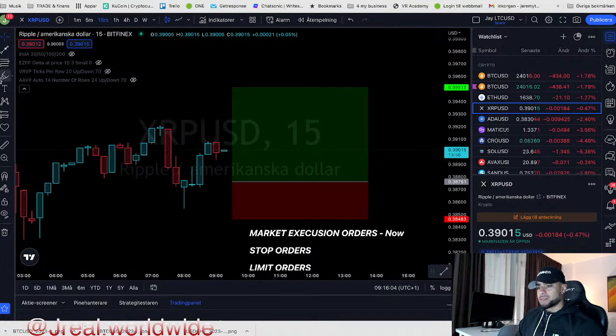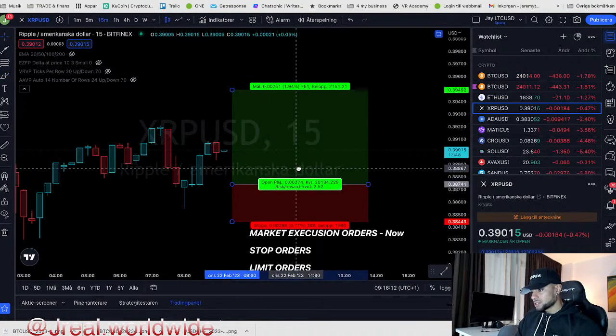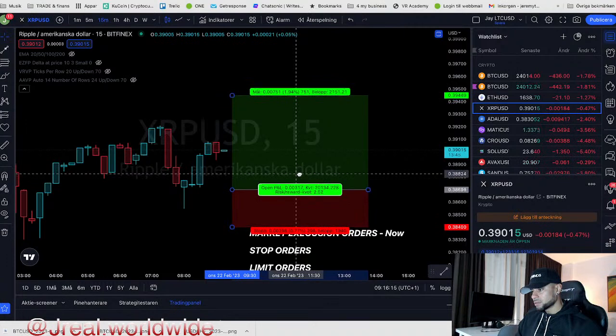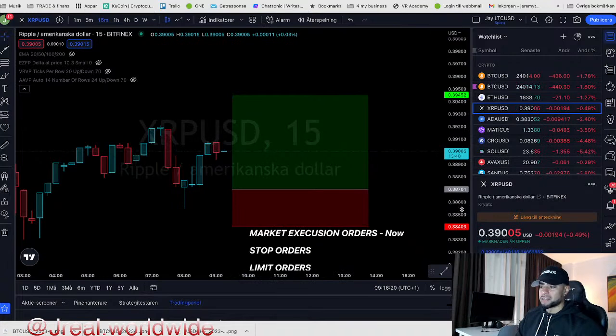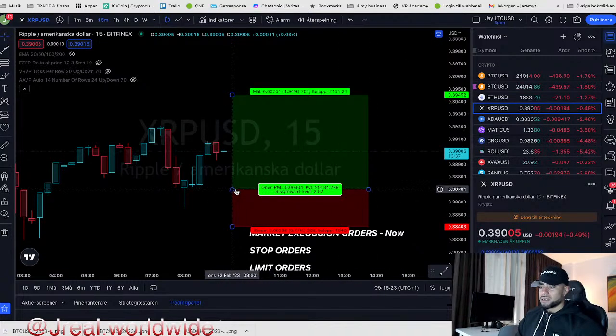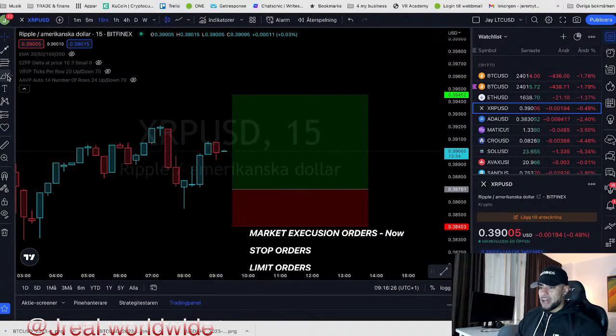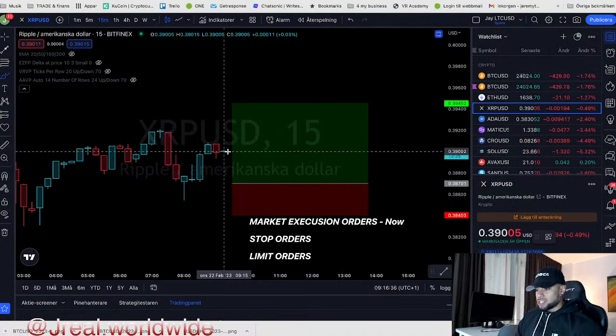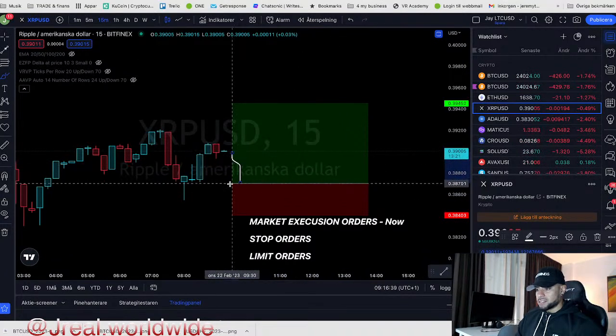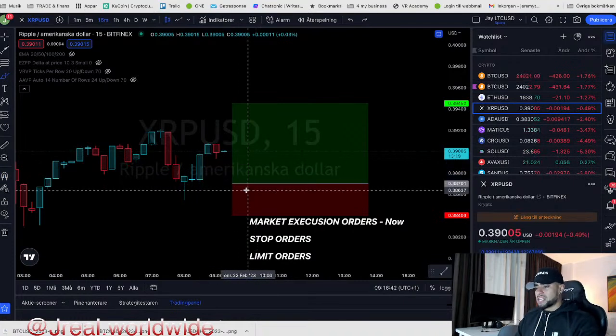Let's say we put in a buy limit here. So it means when price comes down to, let's put a nice round number, 0.38700, we want to enter the market. Now, if this was a sell stop, when the market would pass this zone, we would enter a sell.